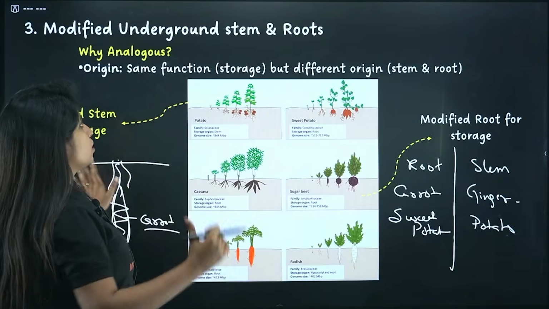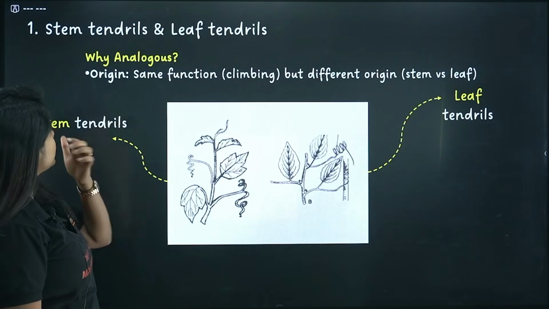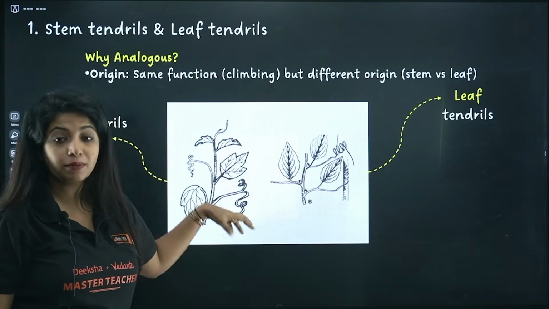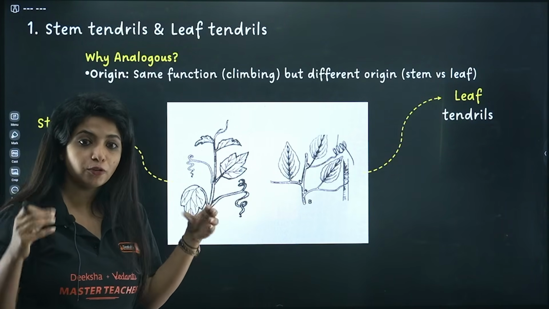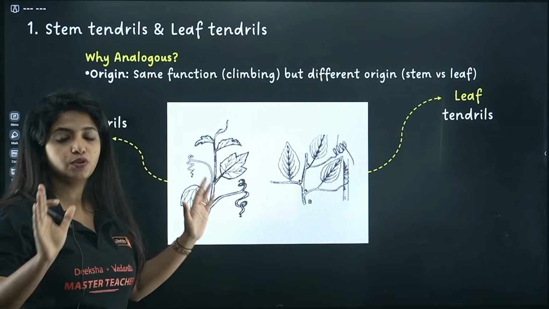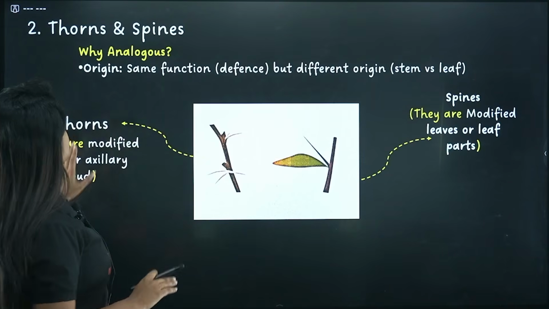Fine. I'll just revise this also. First one that you had is stem tendril and leaf tendril. Here the stem itself is forming the tendril, here the leaf is forming the tendril. Both of them have the same function, that is to support or climbing, which is why they come under analogous organs.